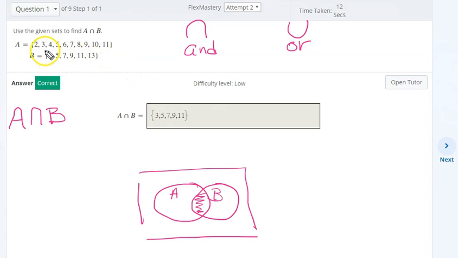So a strategy would be, let's start with B. 3. Is that found in A? Yes. So you put a little line there. 5. Is that found in A? Yes. Put a little line there. 7. 9. 11. And that's it. So you list the 5 elements.